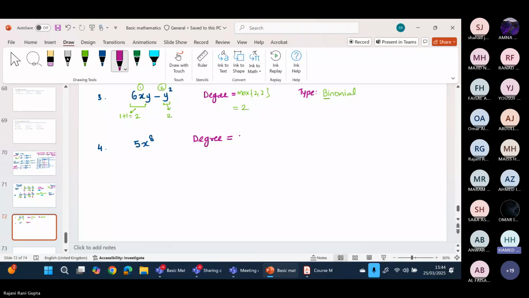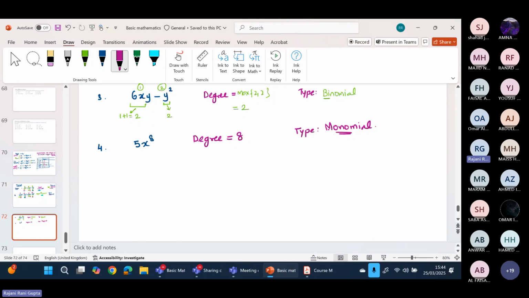And what do you call it? Monomial. Good. So this is the very first thing that we studied about polynomials.